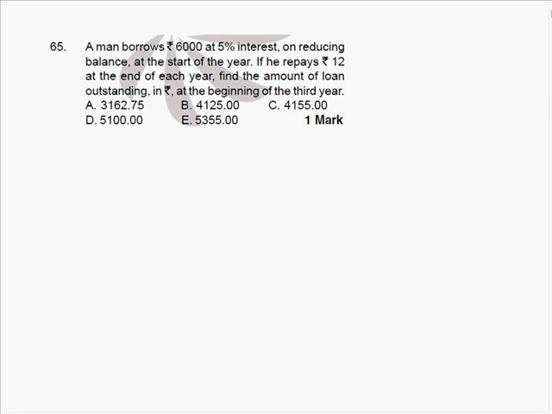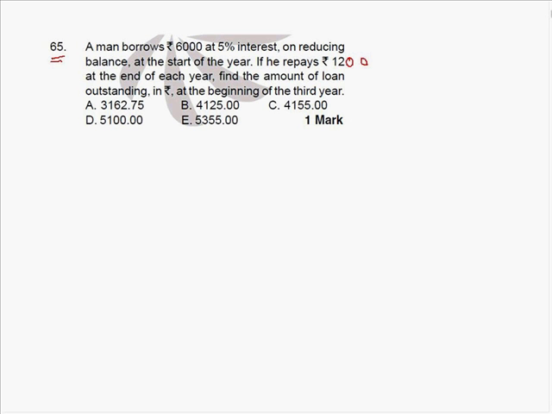A man borrows 6,000 at 5% interest on reducing balance. At the start of the year, he repays... this actually has to be 1,200. At the end of each year, find the amount of loan outstanding in rupees. Basically, you have to understand.